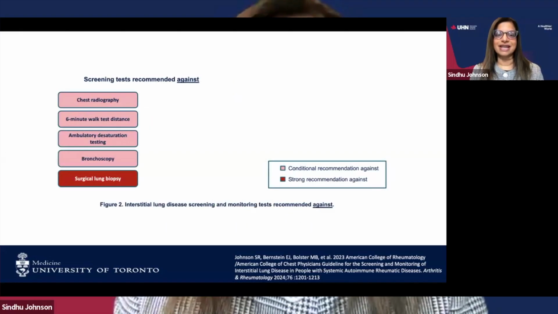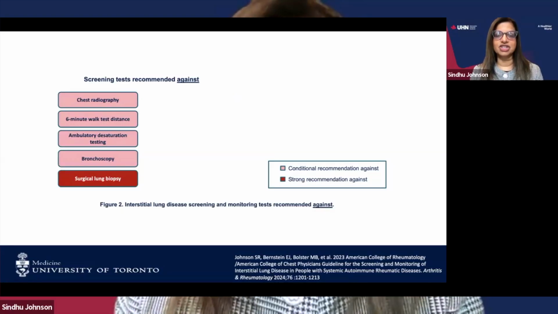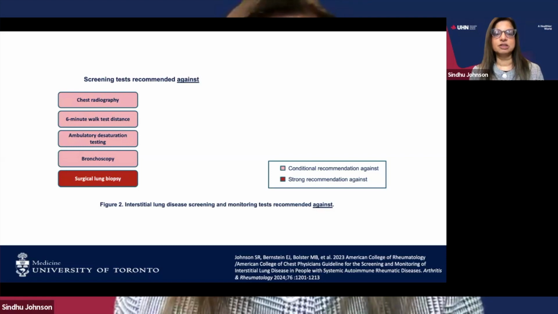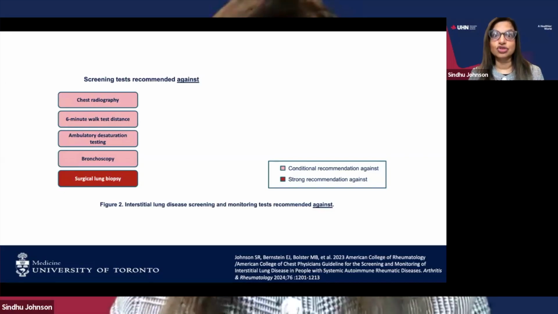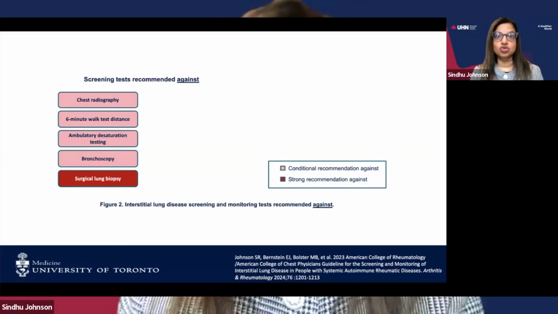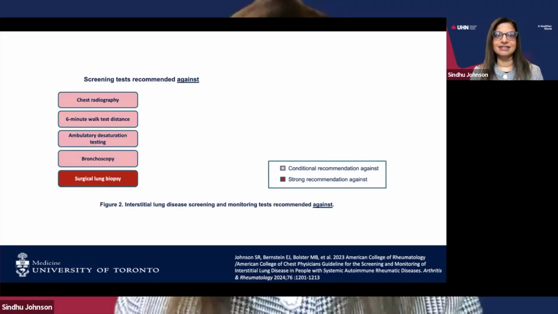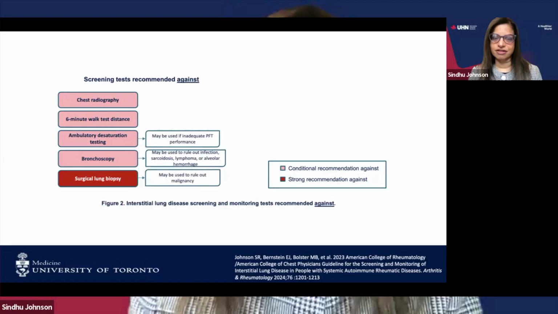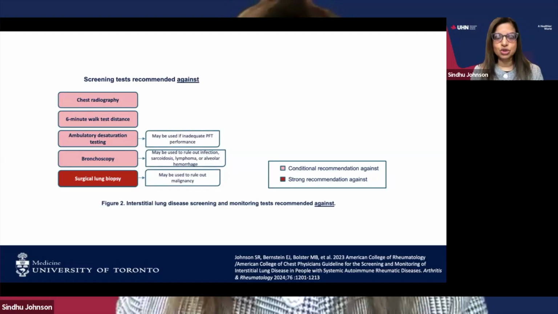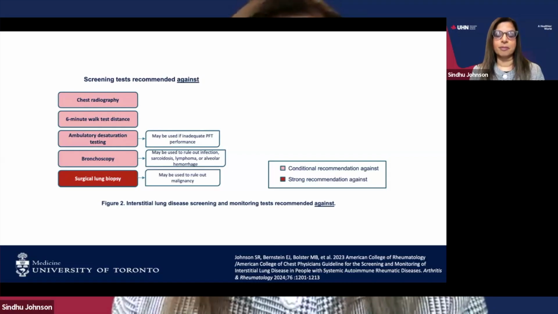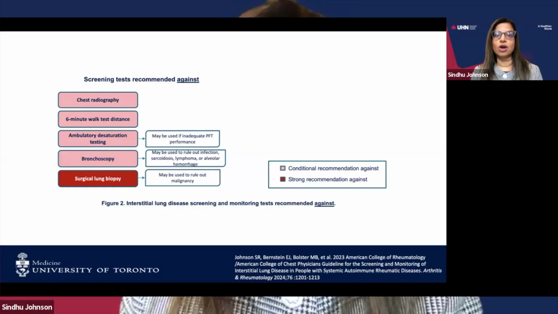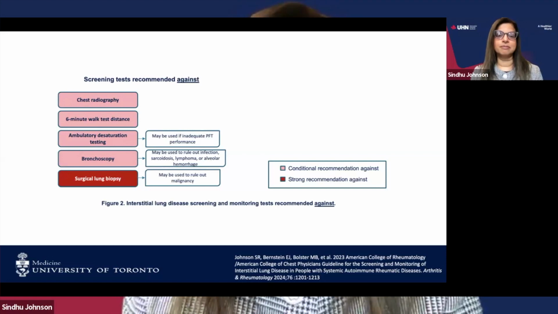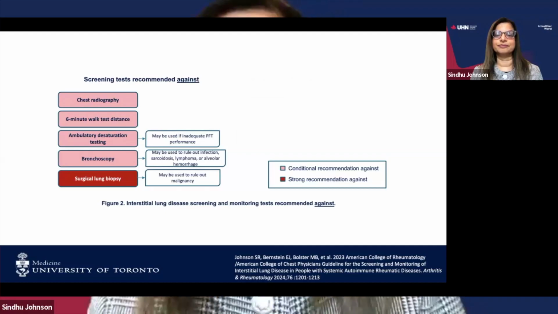With regards to other screening tests, there are several that have conditional recommendations against. These are chest x-ray, 6-minute walk test distance, ambulatory desaturation testing, and bronchoscopy as screening tests for ILD. There is a strong recommendation against surgical lung biopsy as a screening test for ILD. However, there may be other reasons why one may choose to perform these tests. For example, if a patient has difficulty performing PFTs, a bronchoscopy may be required to rule out infection, sarcoidosis, lymphoma, or alveolar hemorrhage. A surgical lung biopsy may be used to rule out malignancy.